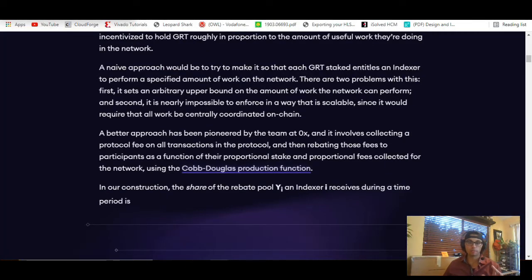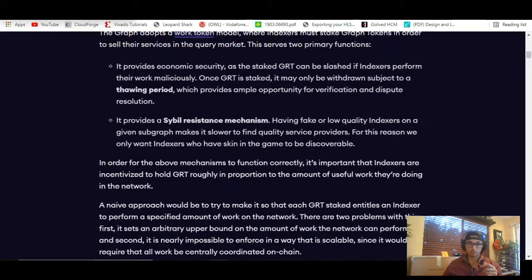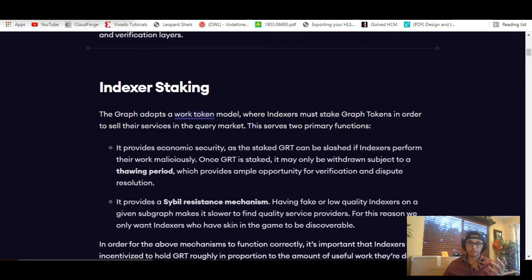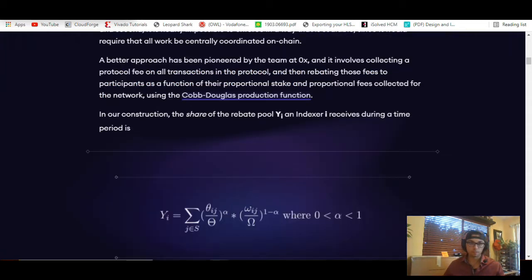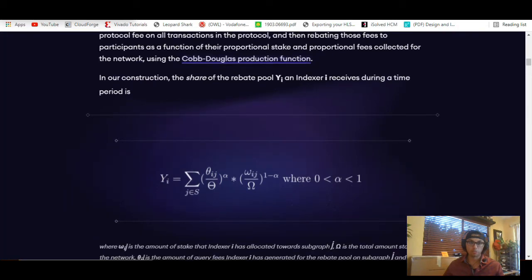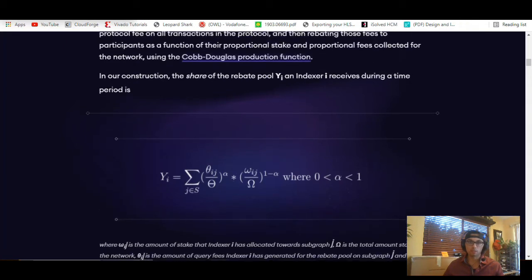Like I said, I don't know how up to date this is. The indexer has to stake something like, I think it was 100,000 GRT. You're not going to have very many indexers who can, as everyday people, just shoot up a node and start indexing. So the share of the rebate pool that an indexer i receives during a time period is given here, and this is explained.